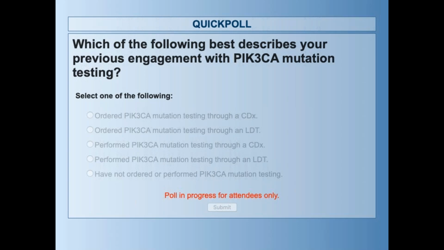Well, there have been LDTs offered even before the companion diagnostic was available. In our lab, we offered PIK3CA testing as part of a multi-gene NGS panel. We also offered it as a single-gene Sanger sequencing. So there have been a lot of LDTs around for a long time. But now there's a companion diagnostic, and that's the test that one should use to qualify patients for alpelisib therapy. Mm-hmm. Well, let's see what our attendees are telling us about what they've done.